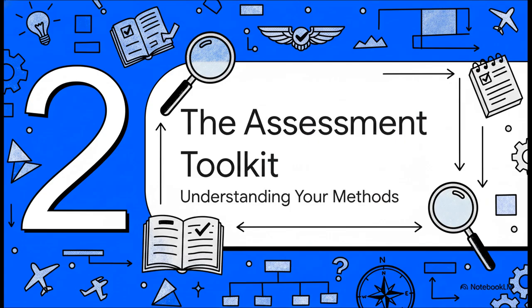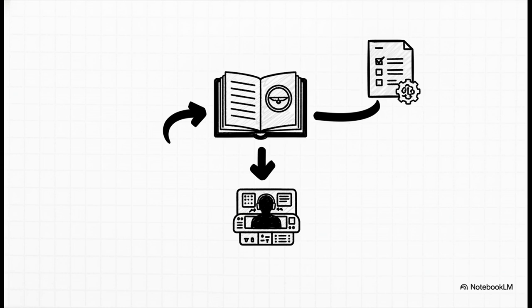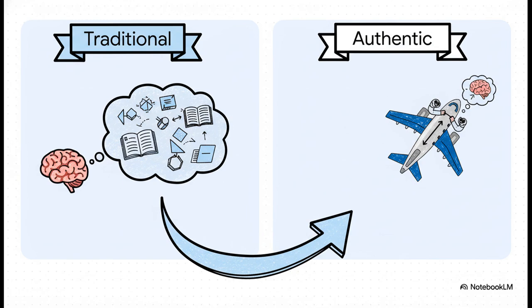So, we've got a solid foundation. Now, let's get practical and talk about the actual tools you're going to use to make these effective assessments happen. The Airman Certification Standards, the ACS, it really breaks assessment down into two major categories, what it calls traditional and authentic. And I'm telling you, understanding the difference and knowing when to use each one is absolutely critical for being a modern flight instructor.